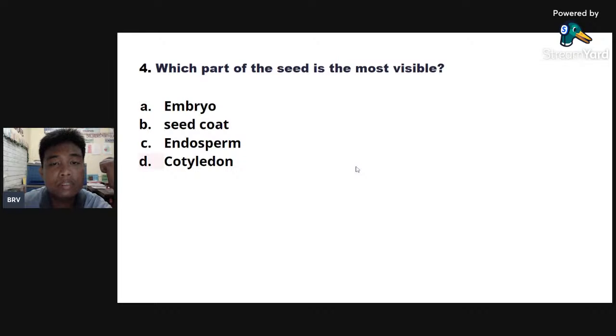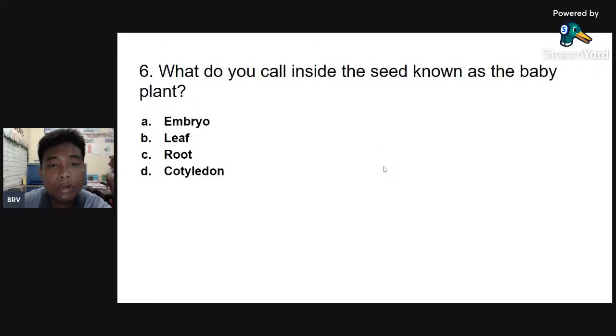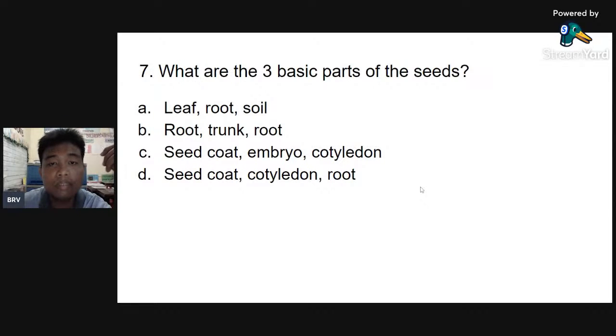Okay, which part of the seed is the most visible, the one you see and touch first when you look at it? So the seed coat, because the seed coat is the covering part of a seed. Next, what is the role of the seed coat? Okay, to protect the seed from injury and prevent it from drying up. Okay, what do you call the baby plant inside the seed? It is known as the embryo. Okay, what are the three basic parts of the seed? So the three basic parts of the seed are the seed coat, embryo, and cotyledon.